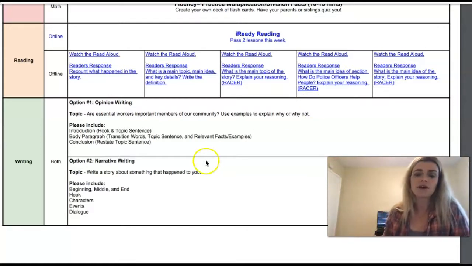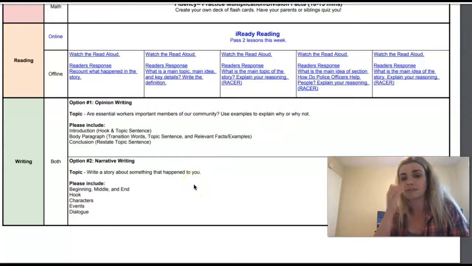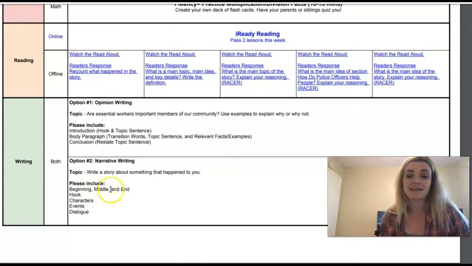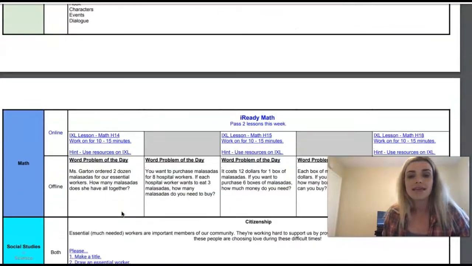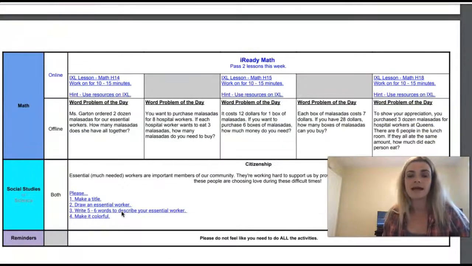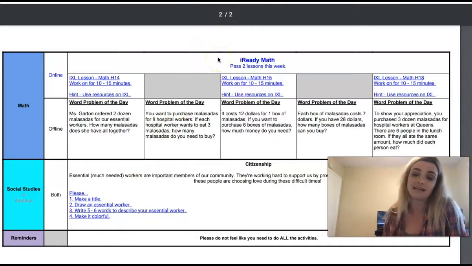Or your other option is you can write a story about something that happened to you. So you're just going to write a story. It needs a beginning, middle, and end. It needs hooks. It needs a character, events, so what actually happened in the story, and then dialogue. Don't forget, when you have dialogue and your characters are talking, you need to be putting quotation marks around those. Okay. Then math. For math, you are passing 2 iReady lessons.